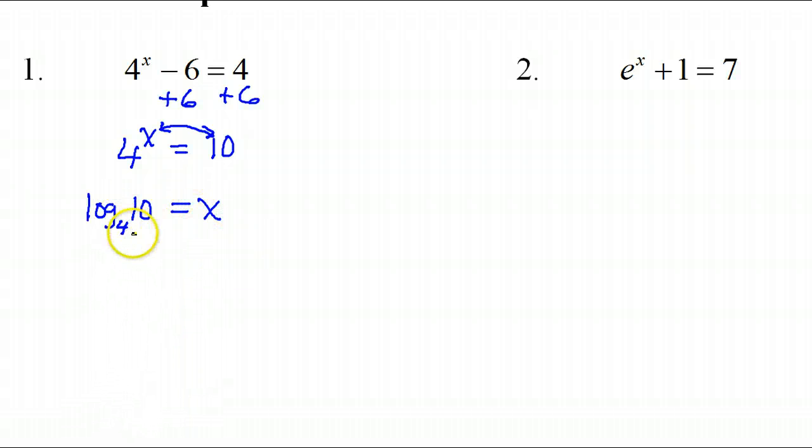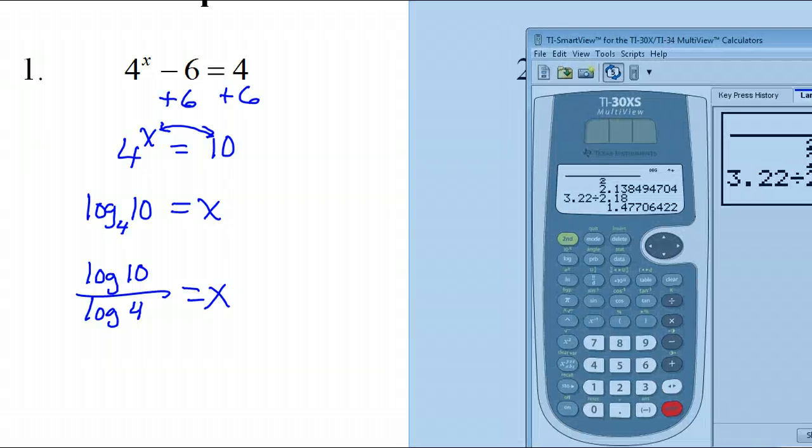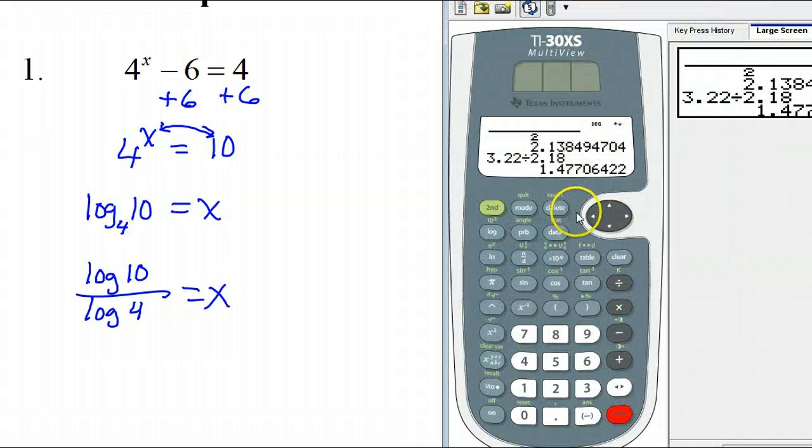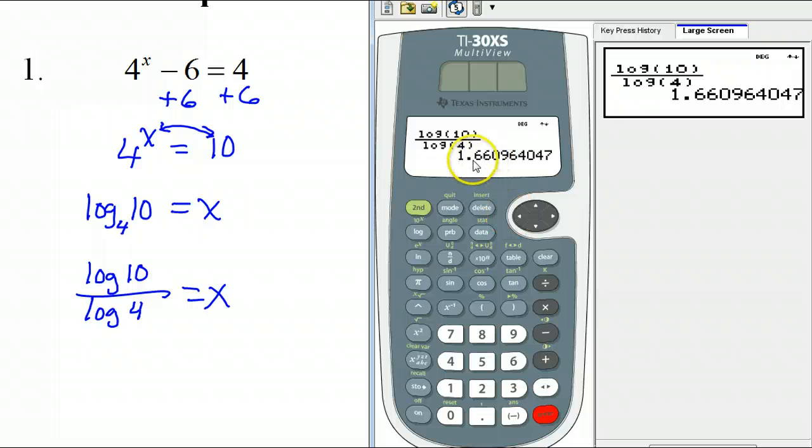In order to evaluate this on the calculator, we will have to use the change of base formula. So this would be the same thing as log 10 over log 4. And you can just put this in your calculator. Log 10 over log 4. So let's go and do 2 decimal places, so 1.66.